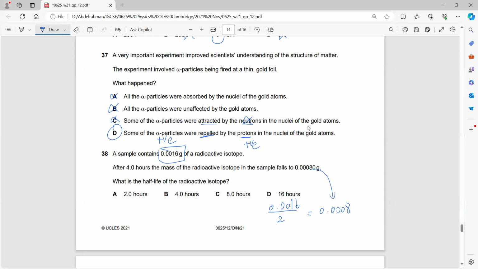After how many hours? After 4 hours. So this is the half-life. You left it for 4 hours. When you leave it for 4 hours, what happens? It was divided by 2. This is the half-life. That's it. It's a very simple and straightforward question.